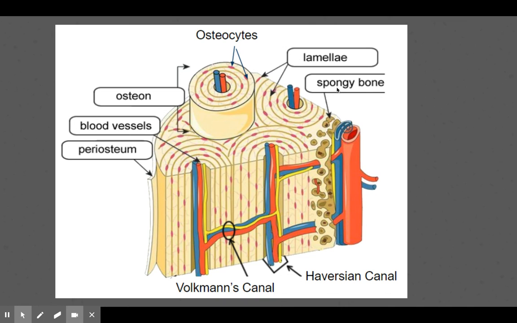And then again, you have spongy bone, which is going to be on either end of your bone, and it looks very different than compact bone, which is this. When we were looking at the histology slides, the bone that looked like trees, that was your compact bone, and you could see your osteocytes. But spongy bone looks very different, kind of like cheese.